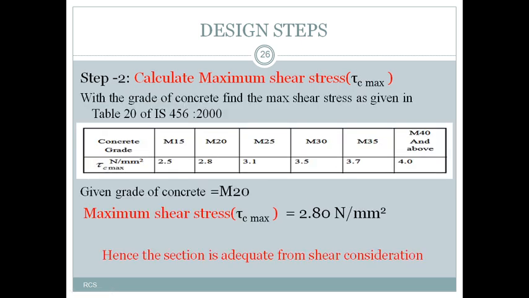The second step would be calculation of maximum shear stress. This can be calculated by using IS code Table number 20 of IS 456 2000, for the given grade of concrete. The given grade of concrete in the problem is M20 grade. The maximum shear stress corresponding to M20 grade concrete is 2.80 Newton per mm square. Right. So if you check the adequacy between tau V and tau C max, tau V is less than tau C max, so it is adequate to provide shear reinforcement.